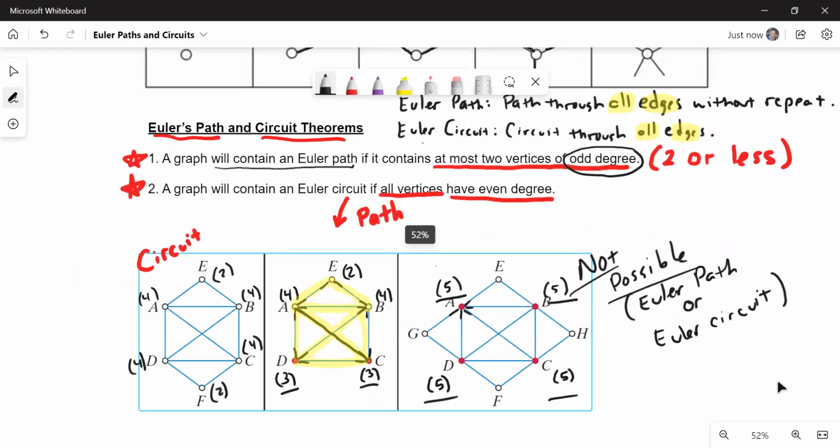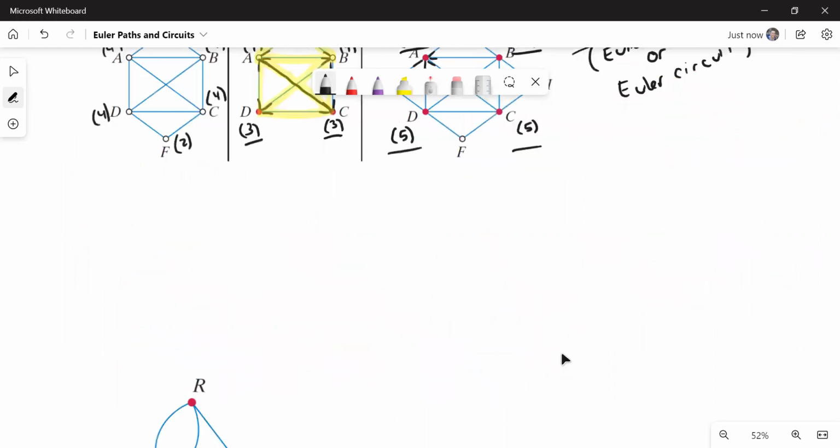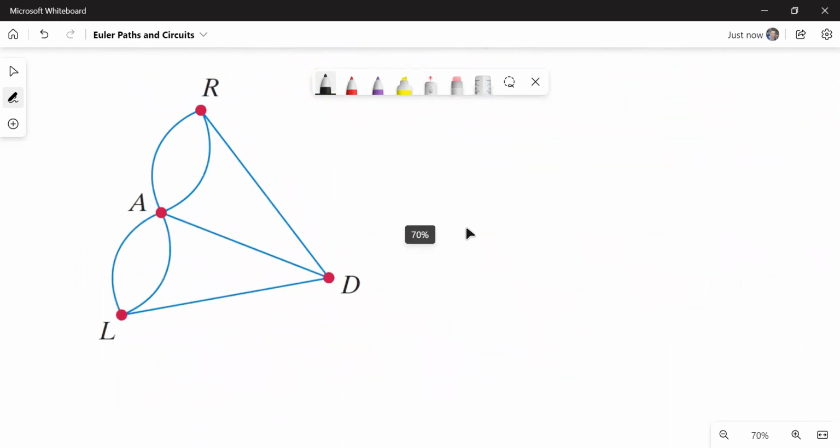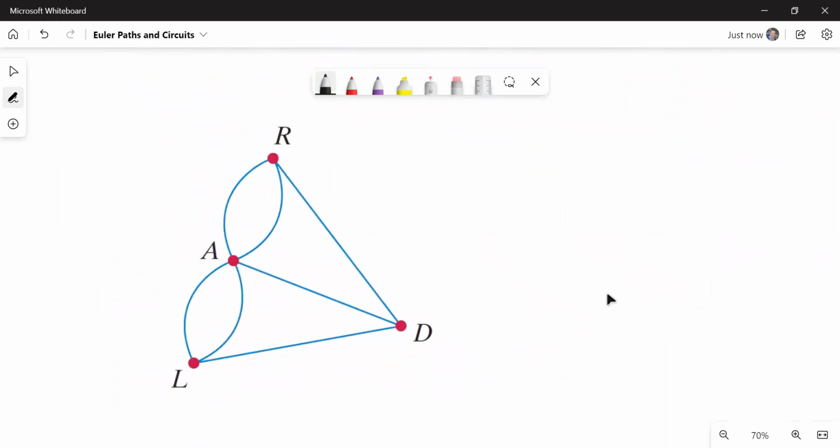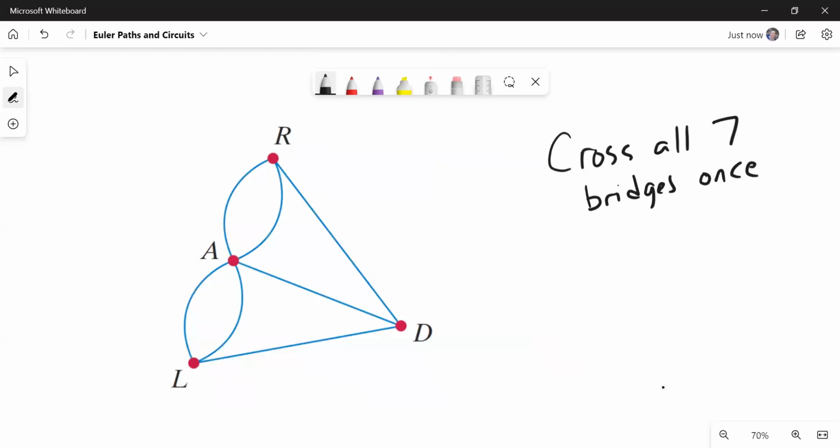We can use these theorems if we look at a variety of maps and decide if they have Euler paths or Euler circuits. Now, remember this original Konigsberg bridge problem, which was, can we cross all 7 bridges? In this case, they look like edges, right? Can we cross all 7 bridges once, without repeating the edges? Now, this does not say a circuit. It doesn't say we have to start and end. All we're basically going to look for here is an Euler path.